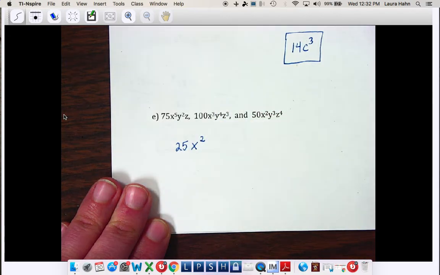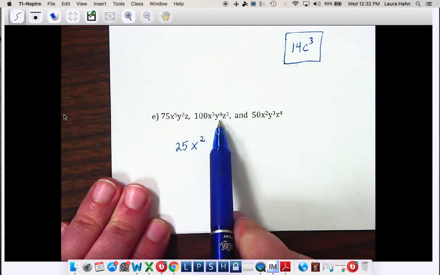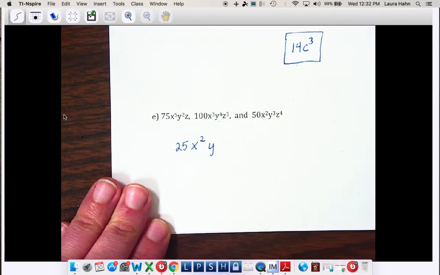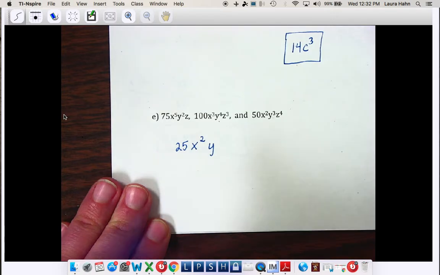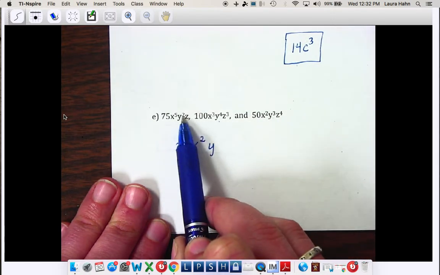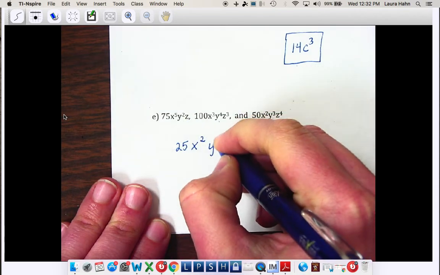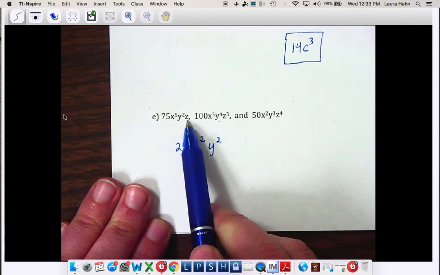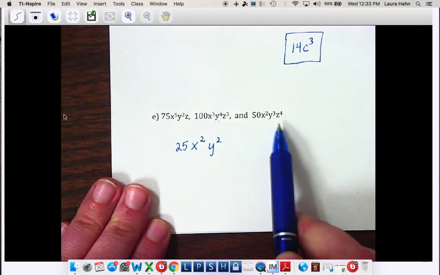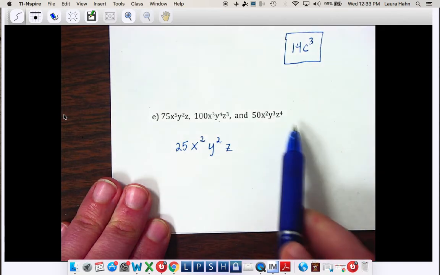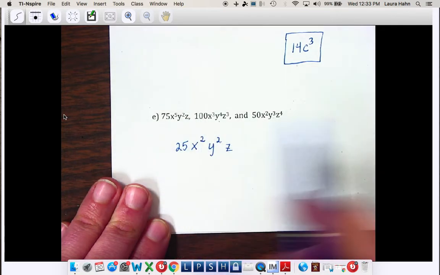Now let's look at Y's. Y squared, Y to the 4th, Y to the 3rd. Every group has Y's. To the 2nd, to the 4th, to the 3rd. Well, I know they all have at least Y to the 2nd power. Z's. Z to the 1st, Z to the 3rd, Z to the 4th. Well, they all have Z's, and I know they all have at least Z to the 1st power, so that's all I can have.